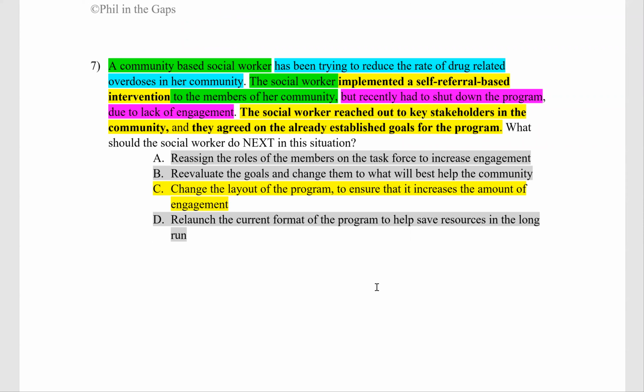Change the layout of the program to ensure it increases the amount of engagement. Based on the fact that we're doing self-referral based intervention, the community wants to continue reducing the rate of drug-related overdoses. Why? Because we reached out to them and they said, please continue doing that. And it's not our team's fault for not being able to get the job done. It's just the format. So the correct answer here is C. So that's how we look at that question in particular.